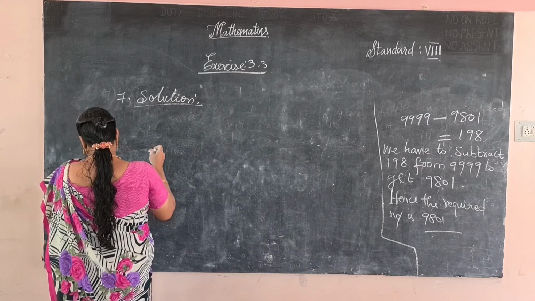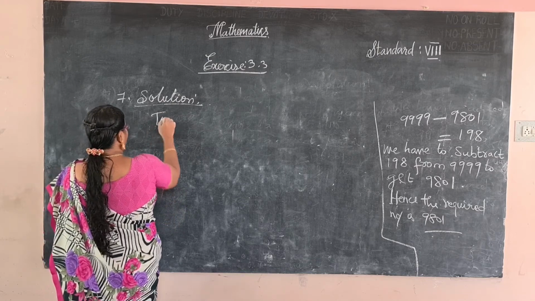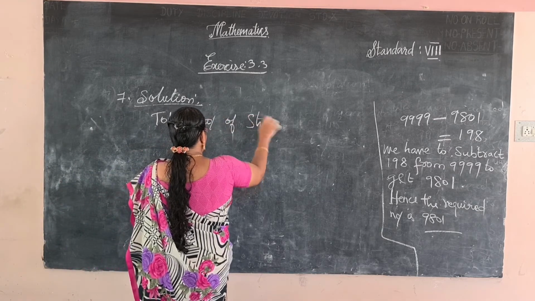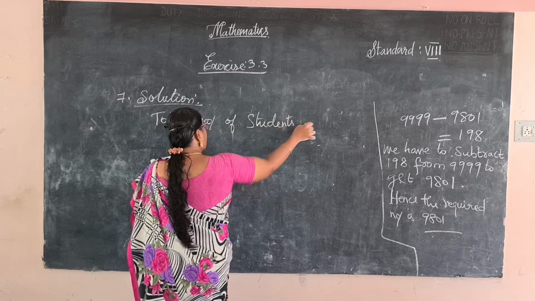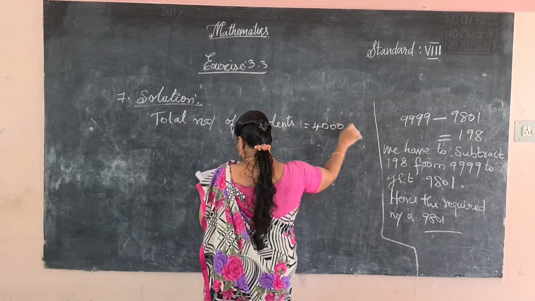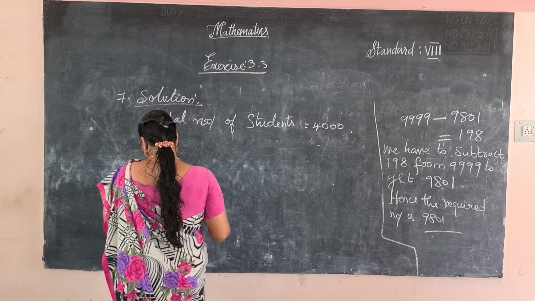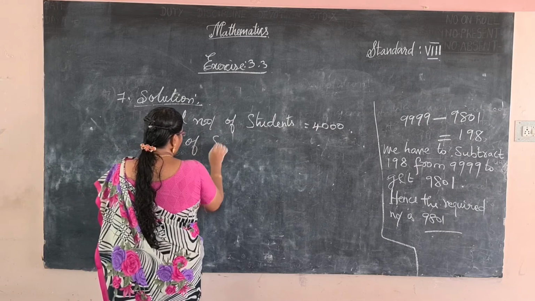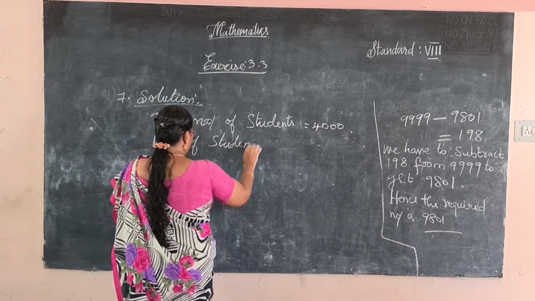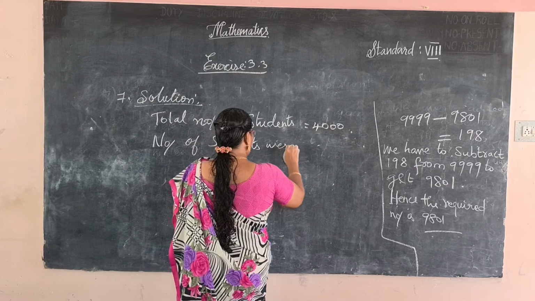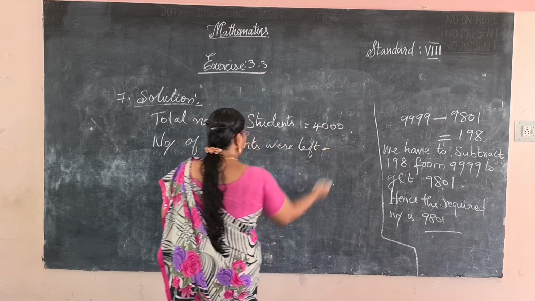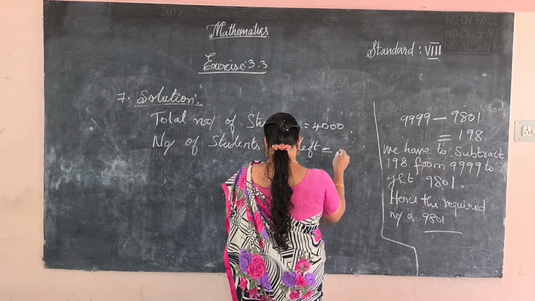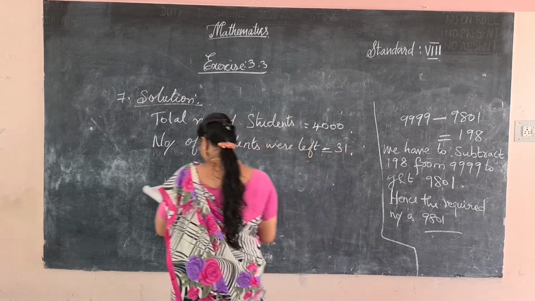A PT teacher. So how many students are there? Total number of students is equal to 4,000. So the number of students who were left from the arrangement is equal to how many of them? 31.